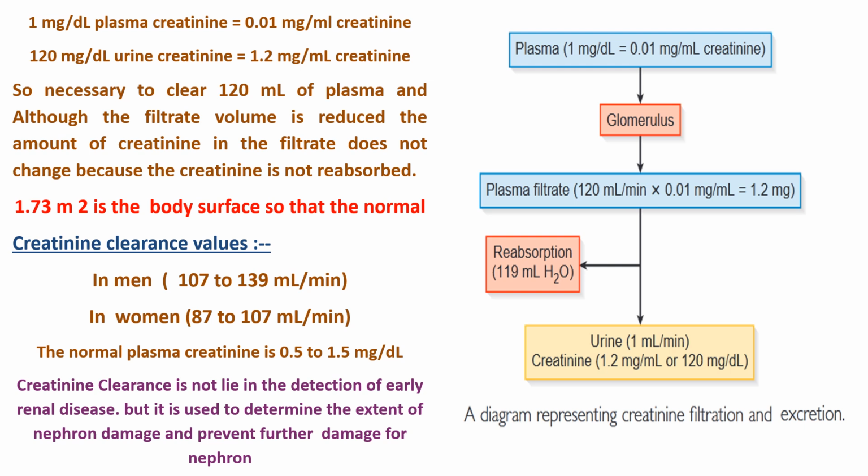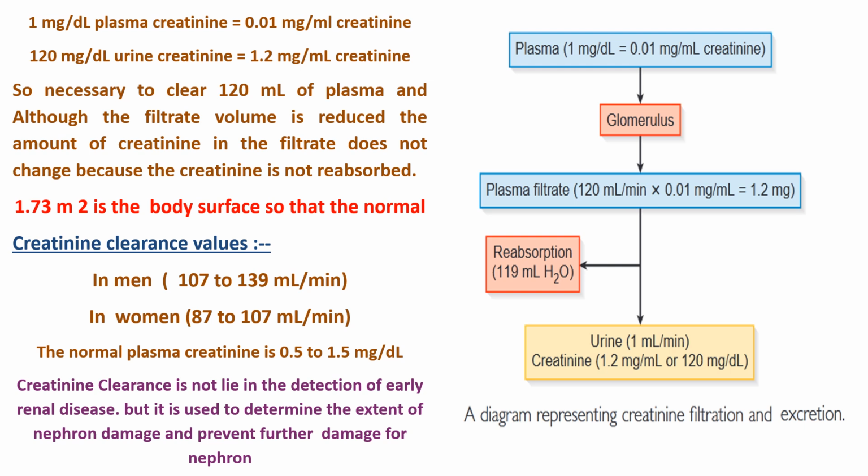The normal plasma creatinine is 0.5 to 1.5 milligram per deciliter. Creatinine clearance is not reliable in the detection of early renal disease, but it is used to determine the extent of nephron damage and to prevent further damage to the nephrons.